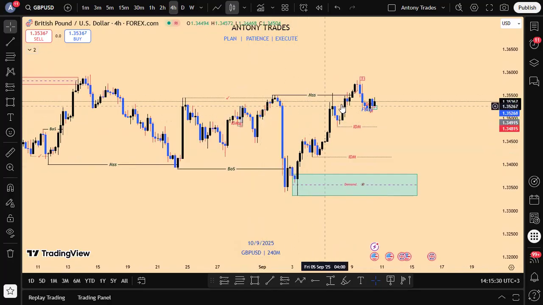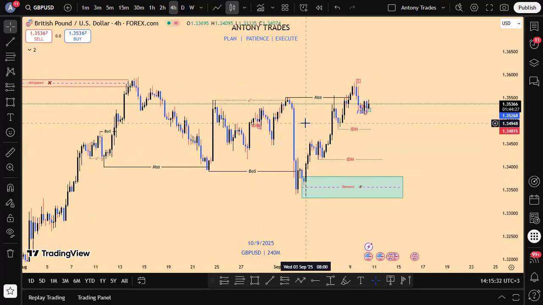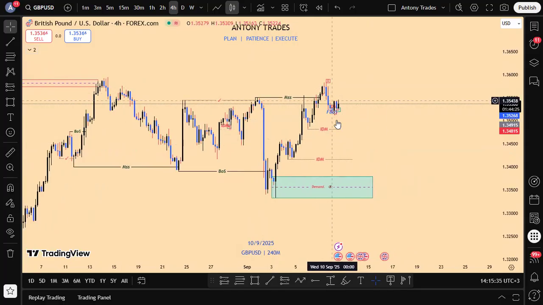So that is it. This is the setup that I'm having here on GU. So make sure you watch out. And also make sure you read the internal structure. Remember, market can decide to take out this inducement, then it reverses from here. So when the market takes out this inducement, then start looking for a good change of character. When I'm saying a good change of character, it means it has to sweep a liquidity before reversing. That is the point.